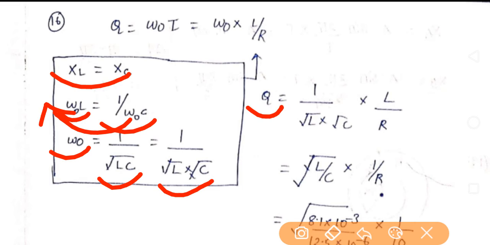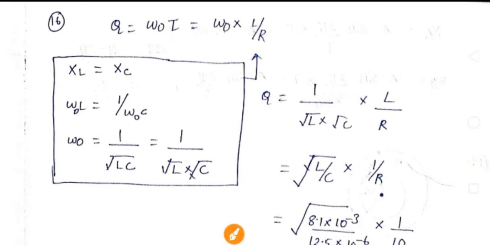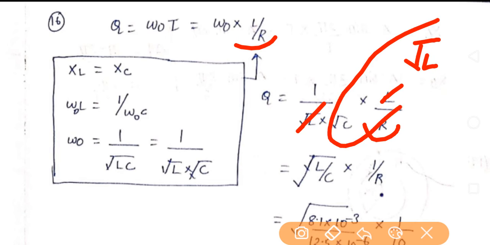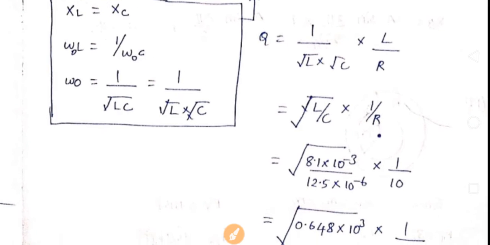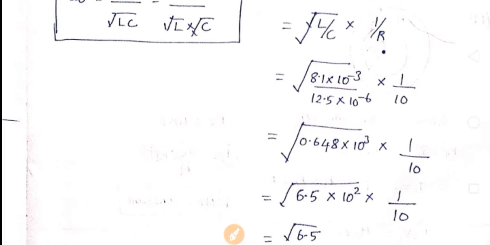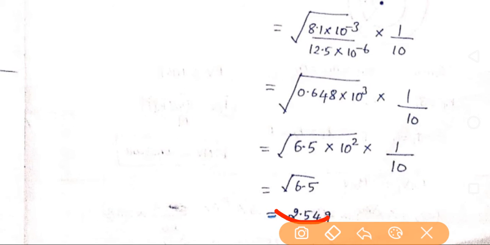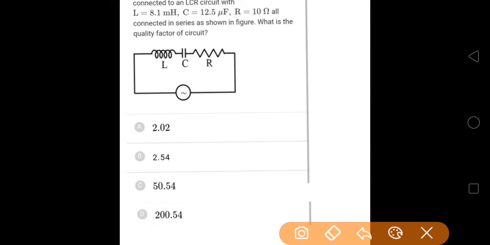So, Q is equal to omega naught, that is 1 by root L into root C, into L by R. So strike out this, you will get root L. So root of L by C, into 1 by R. L value given, C value given, R value given. If you proceed, you will get root 6.5 and the answer as 2.549. So option B would be right for this question.